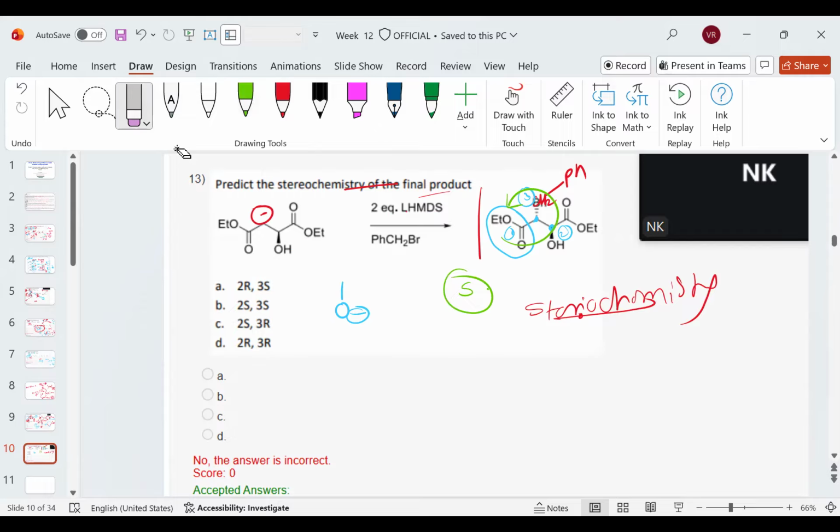In the same manner, give the numbering to the other group. Here is another chiral center. This will get the first, this will get the second, and this is the third. So the first, second, and third.